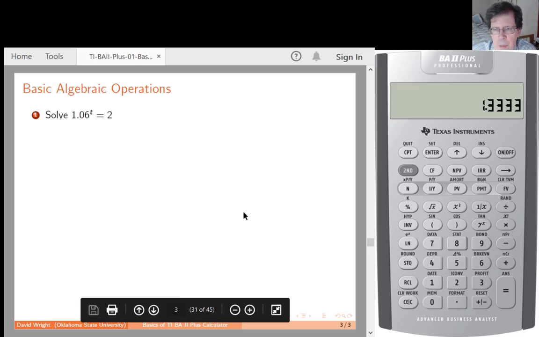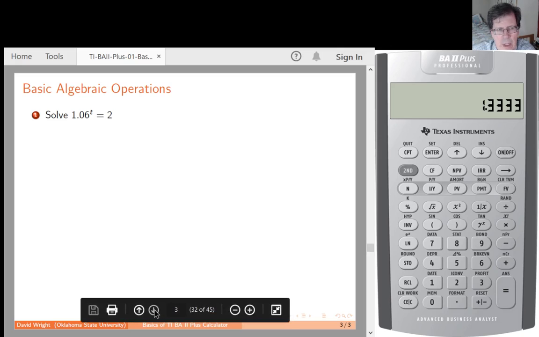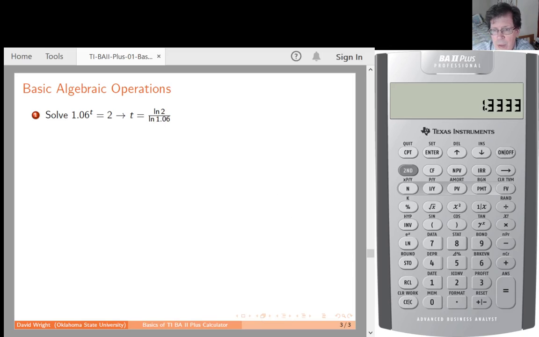All right, let's do a few basic calculations just to see how to use the calculator. So here's a standard calculation that comes up in finance. It's 1.06 to the t power equals 2. How do I solve that? You probably know how to do it by logs. You take logs of both sides, so you end up with t equals log 2 over log 1.06.